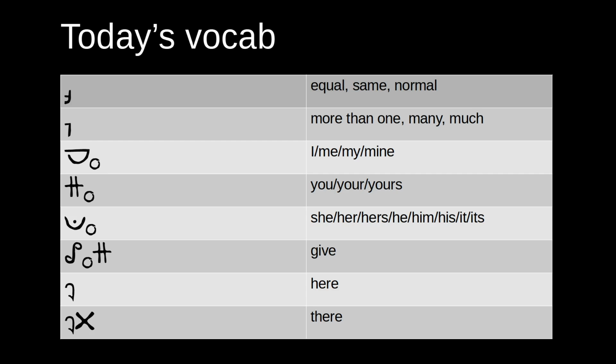And then we learnt the pronouns we, I, me, or mine, se, you, yours, or your, pe, he, she, hers, his, it, or its, all those pronouns. And then we have des, to give. We have o, here, and then och, there.